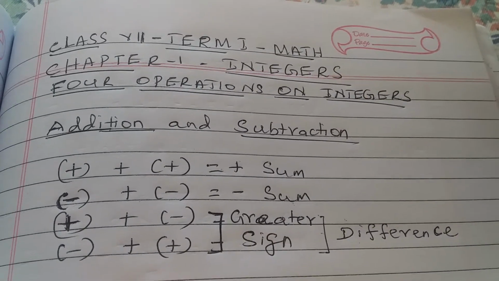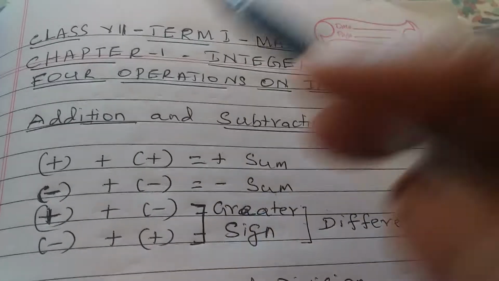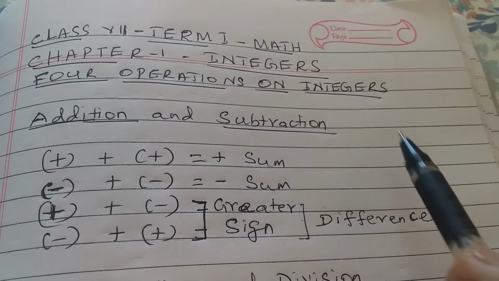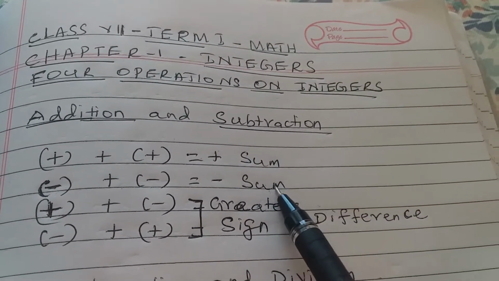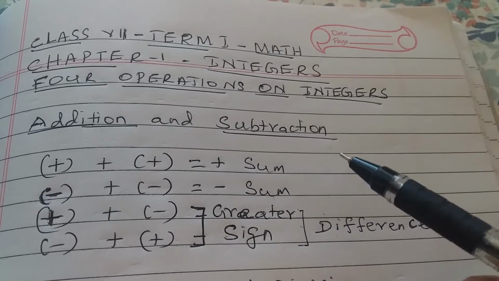Today we'll see class 7, term 1, chapter 1, integers. In that we'll see the 4 operations on integers. In the previous videos I've given you an activity to derive the rules of addition of integers. Now here we'll just summarize all the rules for all the 4 operations.